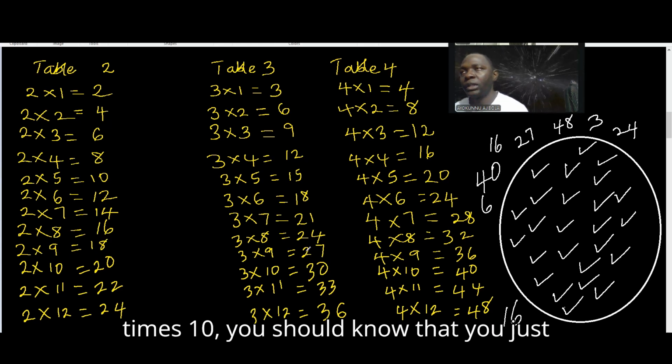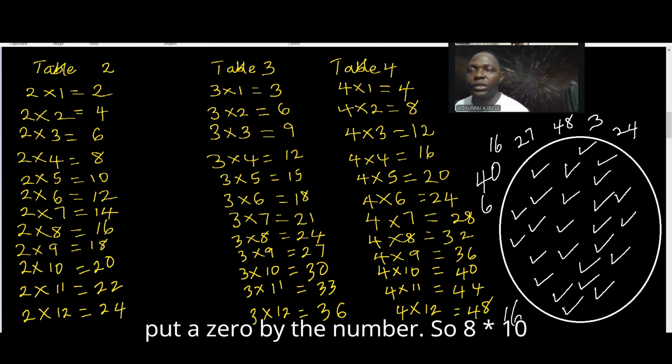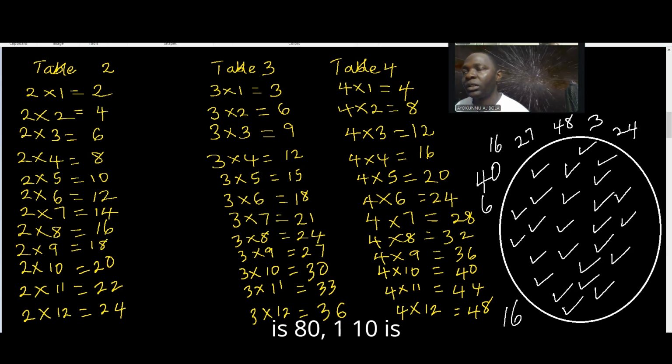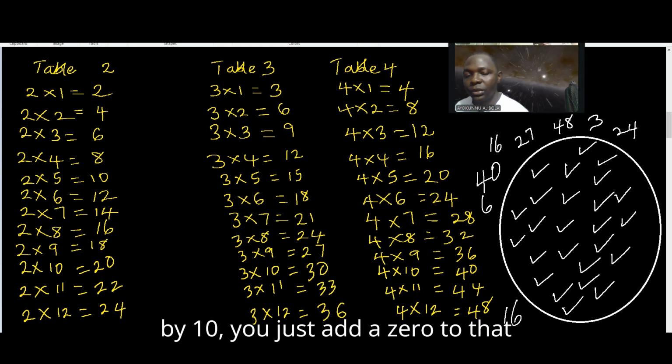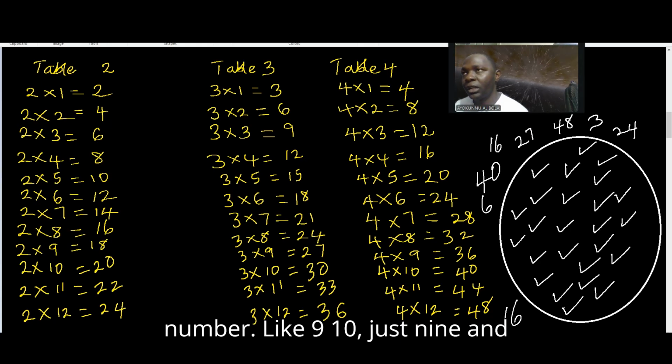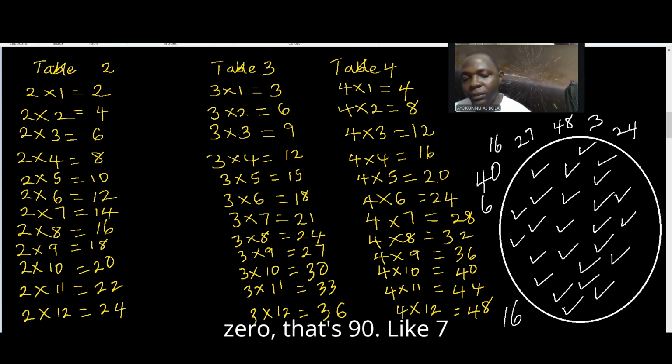Whenever you get to times 10, you should know that you just put a 0 by the number. So 8 times 10 is 80. 1 times 10 is 10. 2 times 10 is 20. 3 times 10 is 30. When you multiply by 10, just add a 0 to that number. Like 9 times 10, just 9 and 0, that's 90.